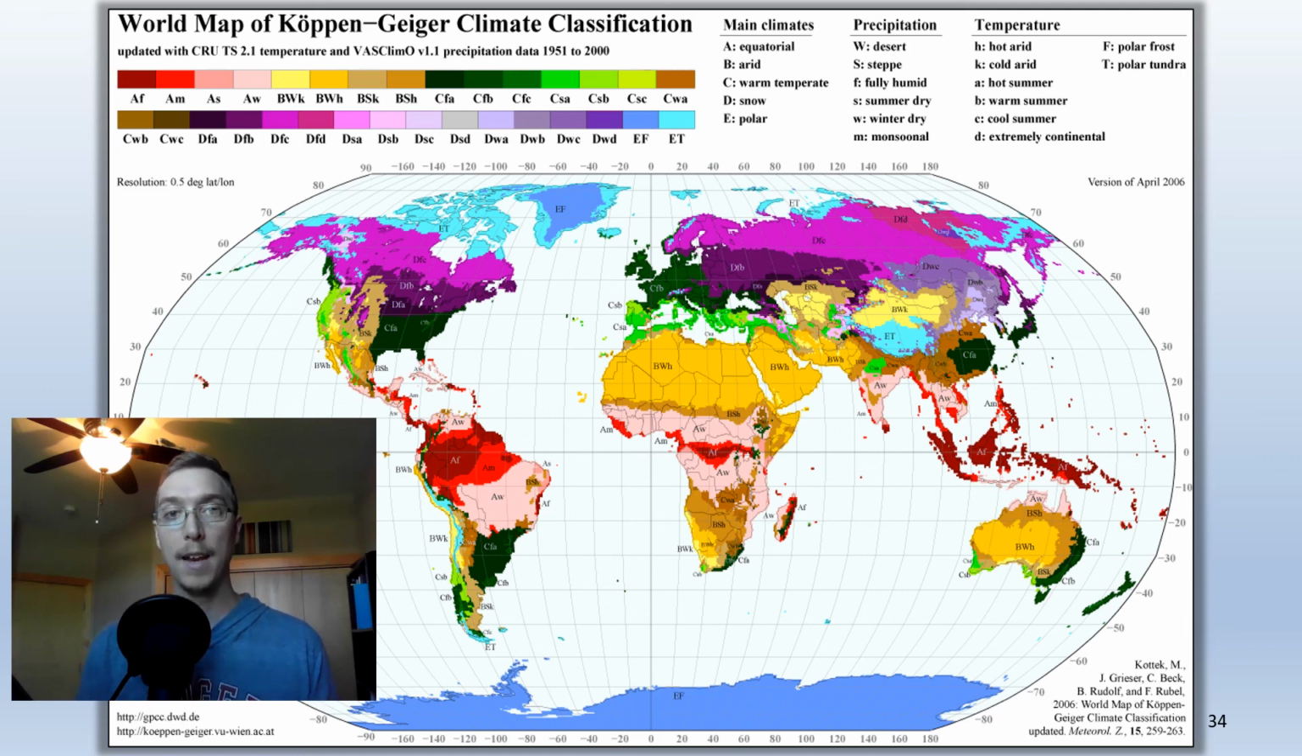So if you want to explore more, go to that link and download any of those and open up Google Earth or open up ArcGIS or QGIS and look for yourself.